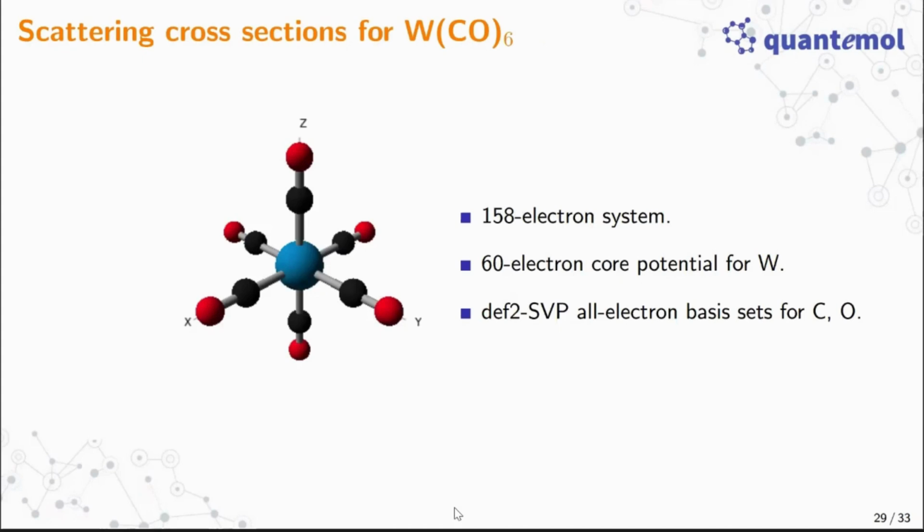I wanted to see how the code deals with this sort of thing. So I set it up with just the core potential for tungsten, 60 electrons, and all-electron basis sets for carbon and oxygen. I could have chosen core potentials for carbon and oxygen as well to reduce it down further, but I chose not to.